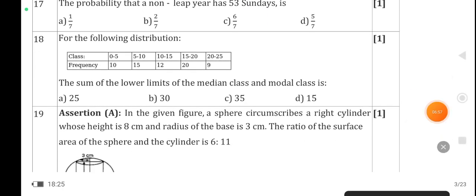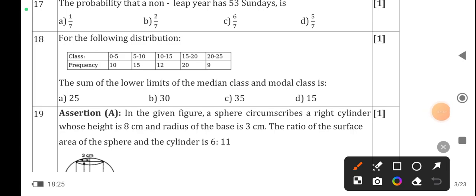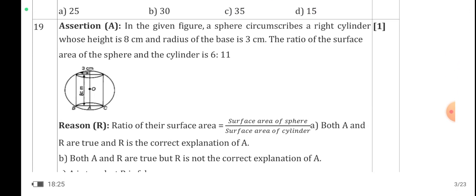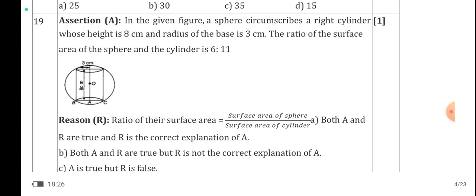Question number 18. The sum of the lower limit of the median class and the modal class. So you want to find the median class, you want to find the modal class, and both lower limits you are going to add. Clear? Check. Then question number 19.